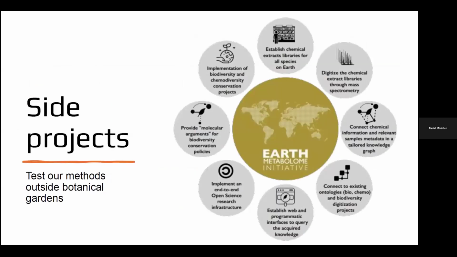While we're doing this, we keep an eye on the things that can be done towards this more global goal of the Earth Metabolome Initiative. And so we're testing our methods on a small scale in the individual botanical gardens we already have, the species we already have, the sample techniques, also sample labeling techniques that we already have. And then we do some testing and prototyping around that.